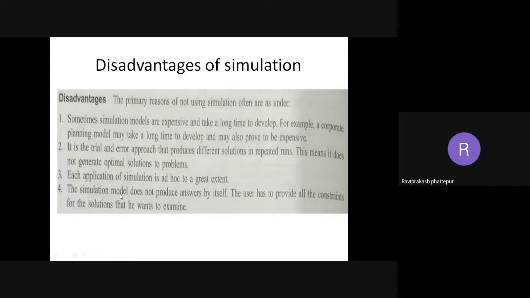The simulation model does not produce answers by itself. The user has to provide all the constraints for the solution that he wants to examine. That means just like that, it will not give you answers. You should put each and everything in place. You have to give each and every information that is required to get the answers, then only it works. Okay, so these are the disadvantages.